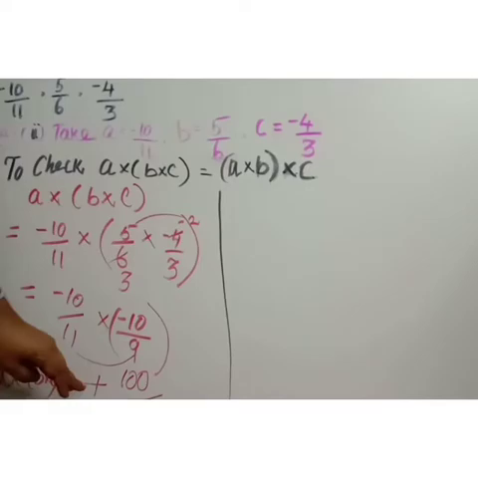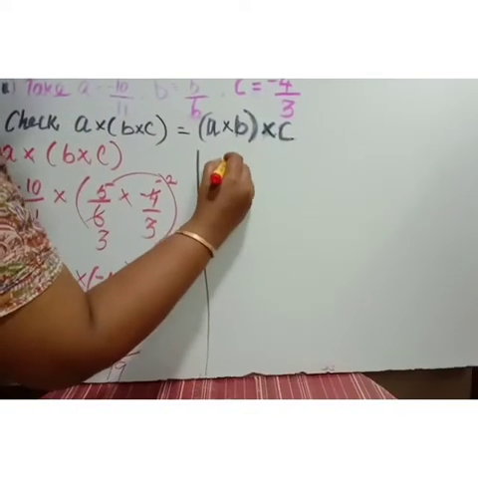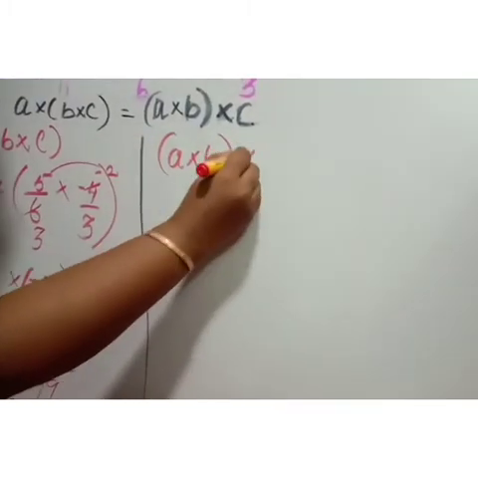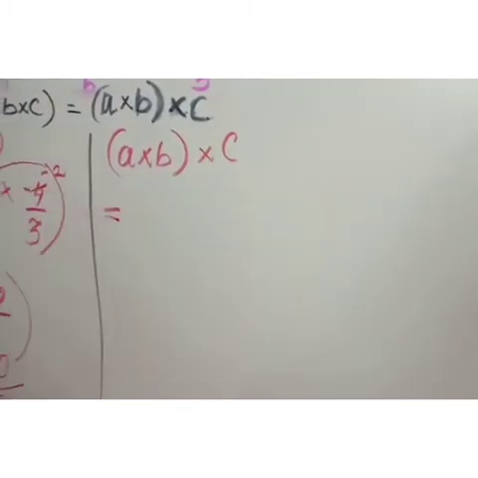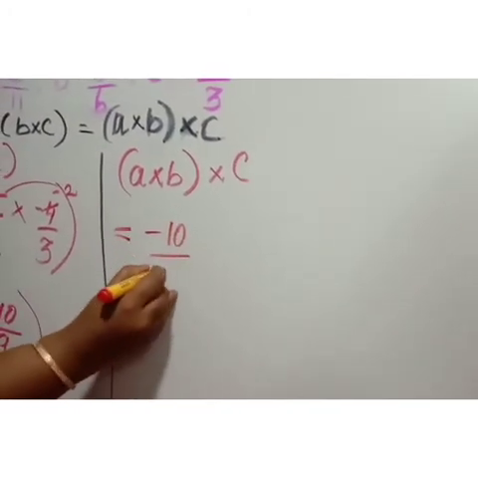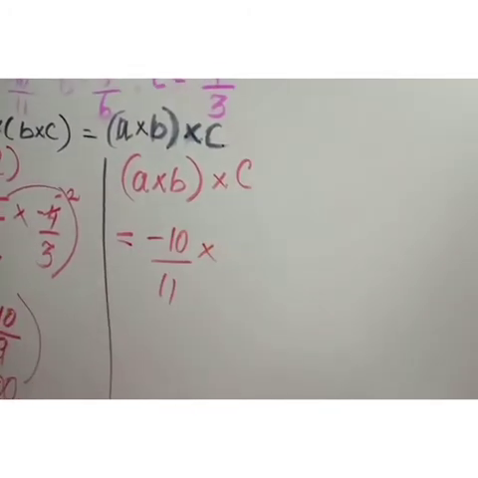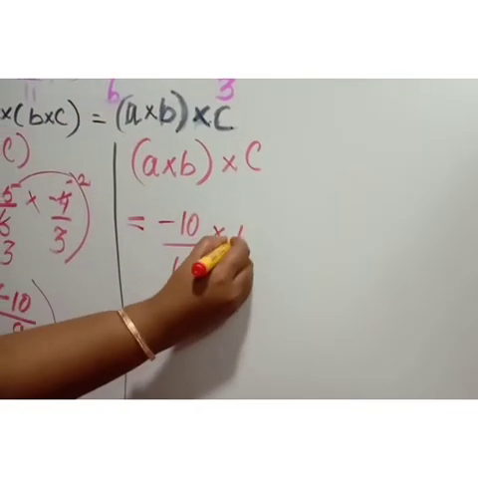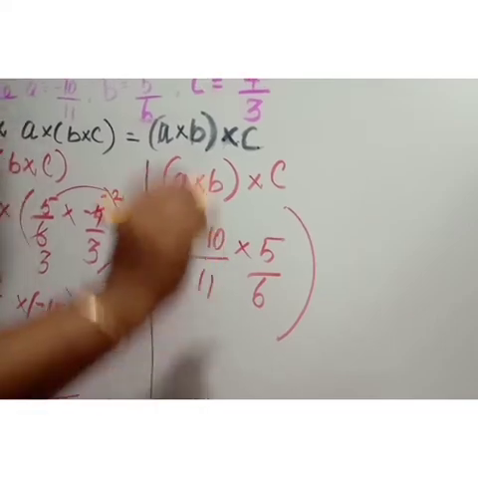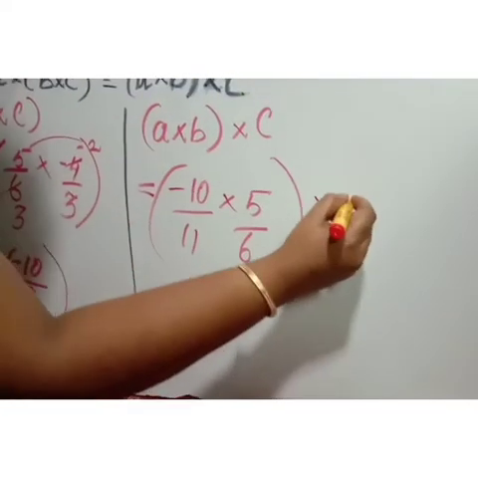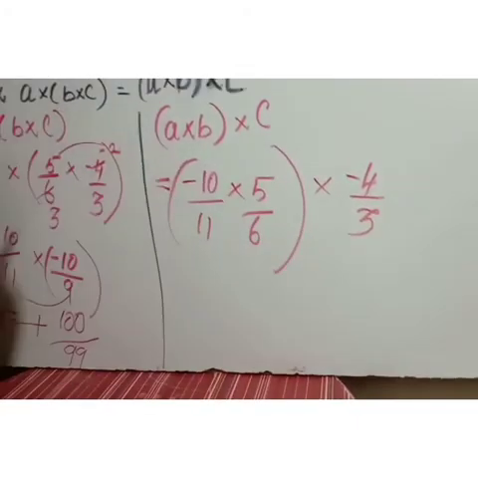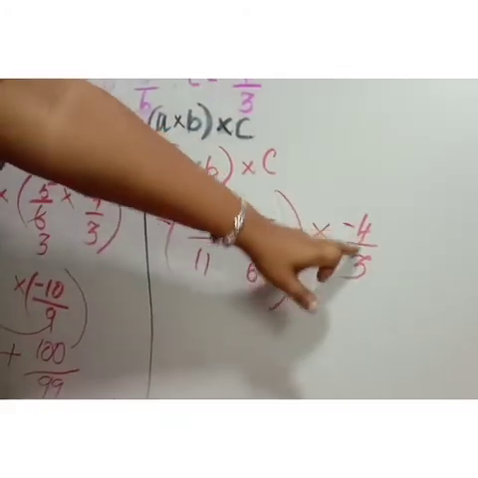So one part is over. Next we are going to find the value of (A × B) × C. What is the value of A? A is minus 10 divided by 11. What is the value of B? It is 5 divided by 6. Put the bracket. Next multiply by C, which is minus 4 divided by 3.